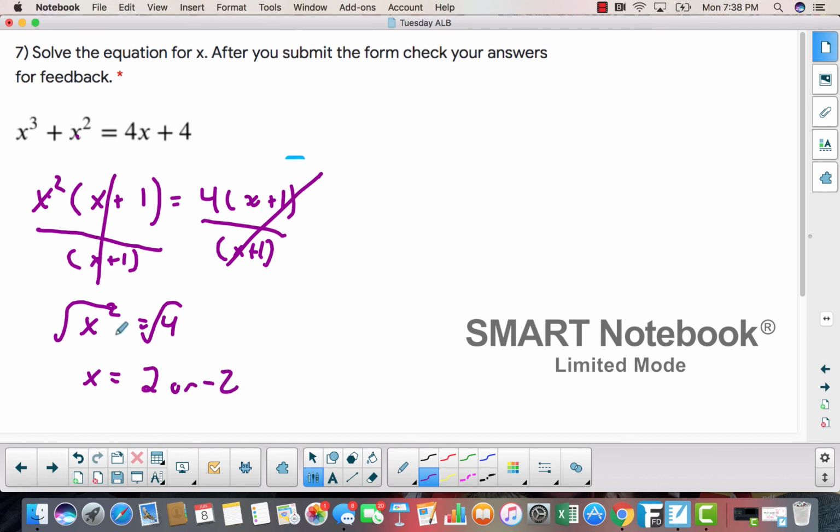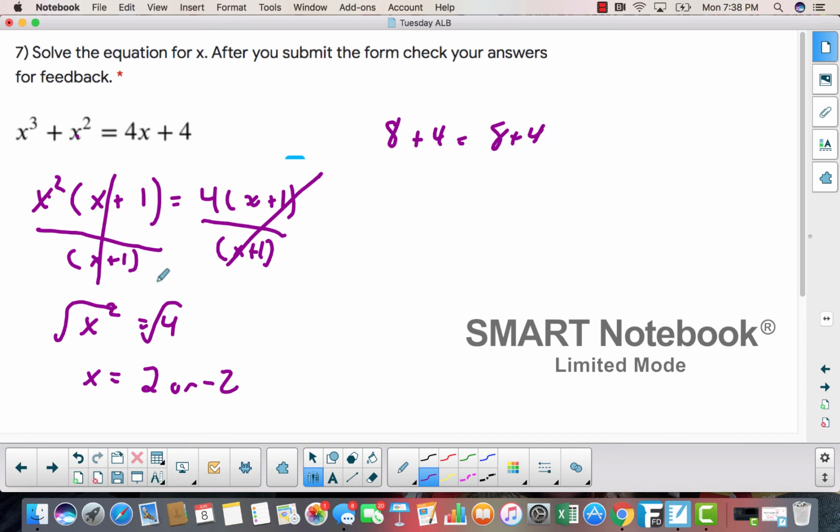So if I plug this back in now to the equation, 2 cubed is 8, right? I'm just substituting 2 for x, plus 2 squared is 4. And then on the other side, 4 times 2 is 8, plus 4. Well, they're the exact same thing. So we can see that 2 would be a valid solution.